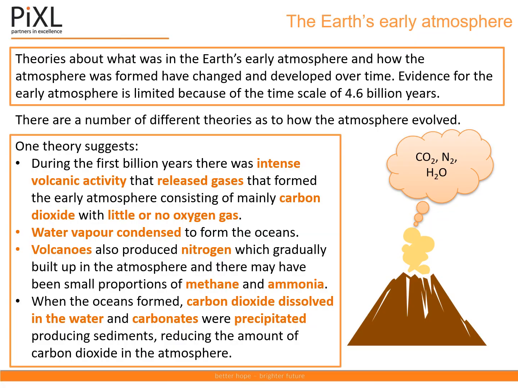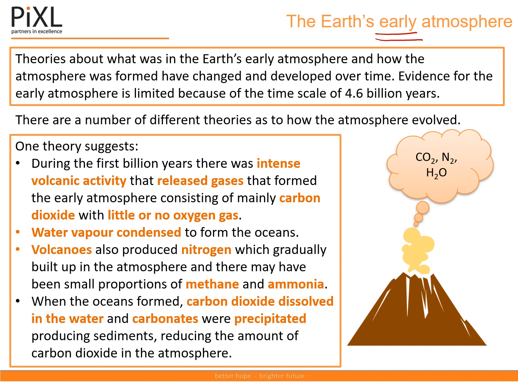So we're looking at the Earth's early atmosphere, so that's before life has evolved. So in the very early stages of the Earth, it was covered in volcanoes that were very active. These volcanoes released carbon dioxide, nitrogen and water vapour. They also released some methane and some ammonia.